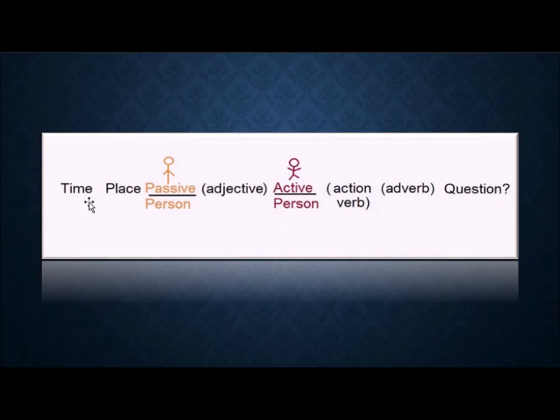So first we have time. Time includes words like past, present, future, yesterday, tomorrow, the actual time like 8 a.m., 12 a.m. Anything related to time, they put first. Then we have place. Place would be the specific location. That comes second.